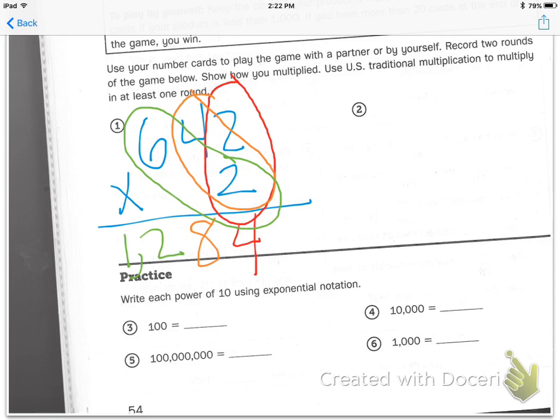Now you try with a partner. Make sure you're showing it. You must use the U.S. traditional model one time. I'm highlighting that for you. Use U.S. traditional multiplication to multiply in at least one round. So I should see something like that for at least one round. Have fun!